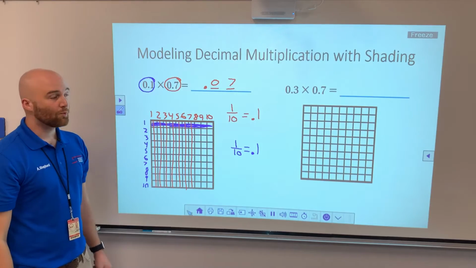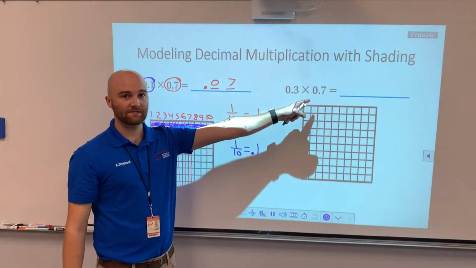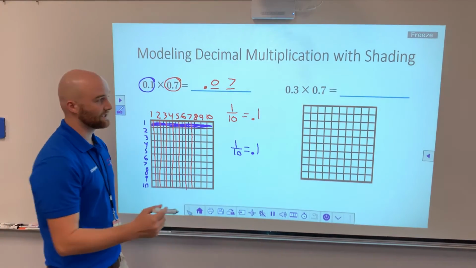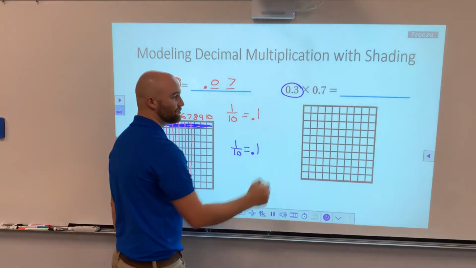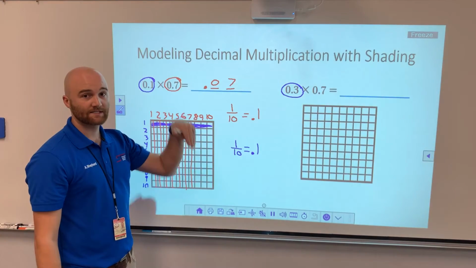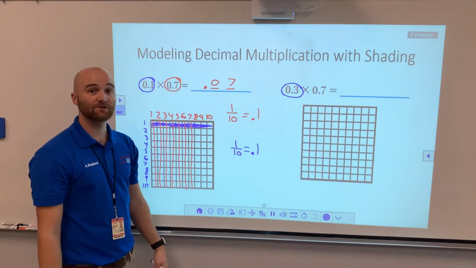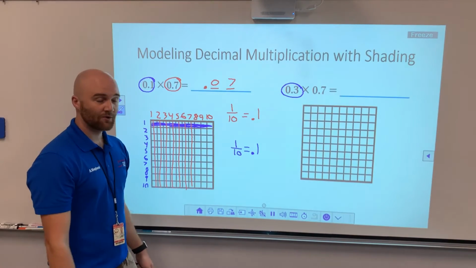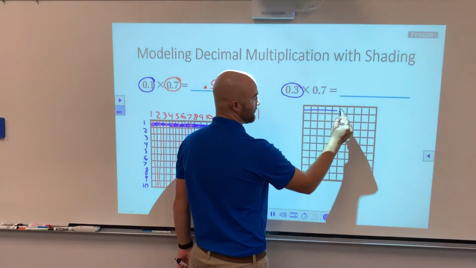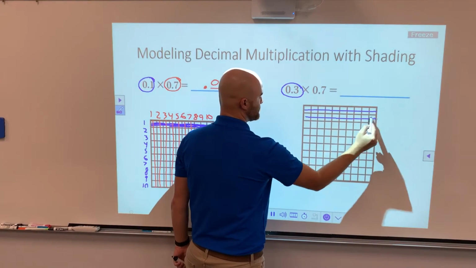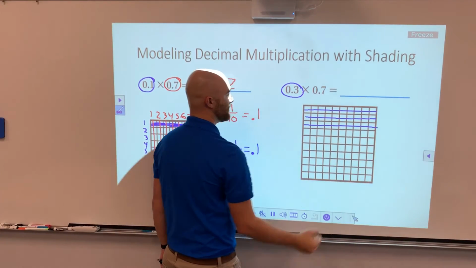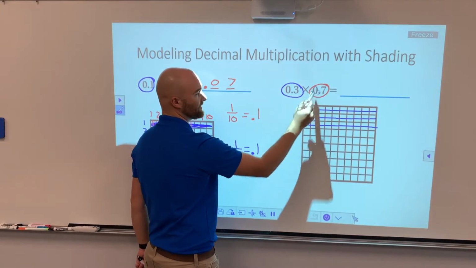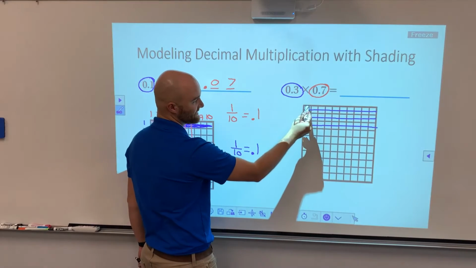Let's try another one. What if I did 3/10 times 7/10? Well, the first thing I have to do is figure out how I want to mark the 3/10. It's up to you whether you do it as rows or as columns. Either way is okay, as long as you do the opposite for the other number. I'm going to choose to mark them as rows. 3/10. That's 1, 2, 3 whole rows. Then I've got 7/10 that I'm multiplying it by. So I'm going to multiply by 7/10.